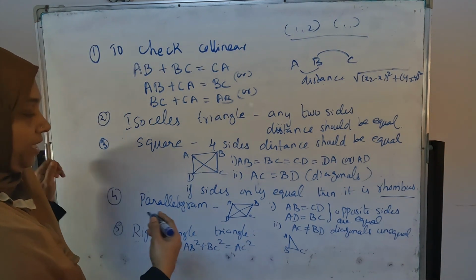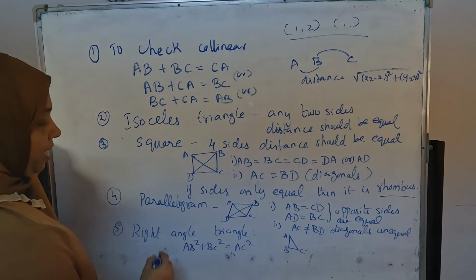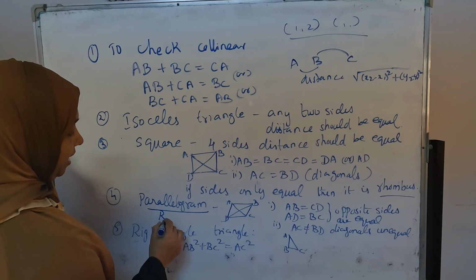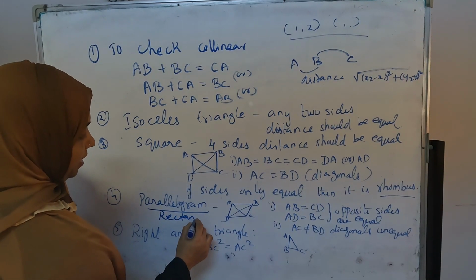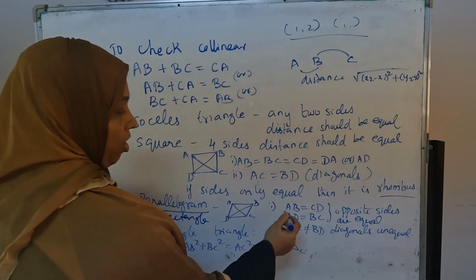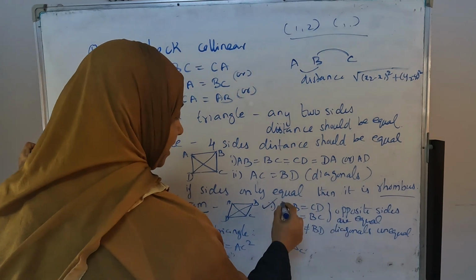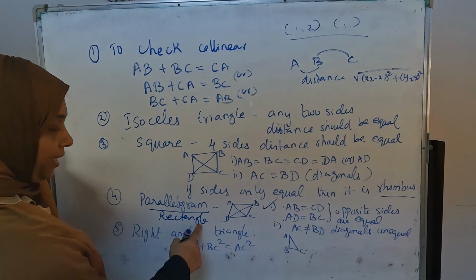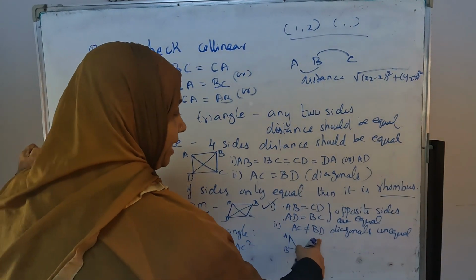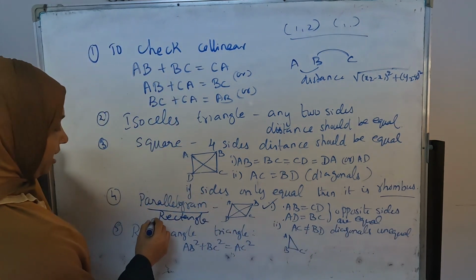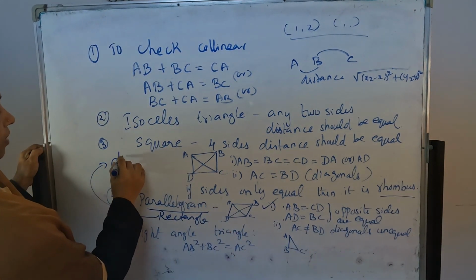Sometimes they will ask whether it is a rectangle or not. Parallelogram and rectangle are the same only in this: opposite sides are equal. This first condition is the same, but in the rectangle the diagonals are equal. In a rectangle, diagonals are equal.